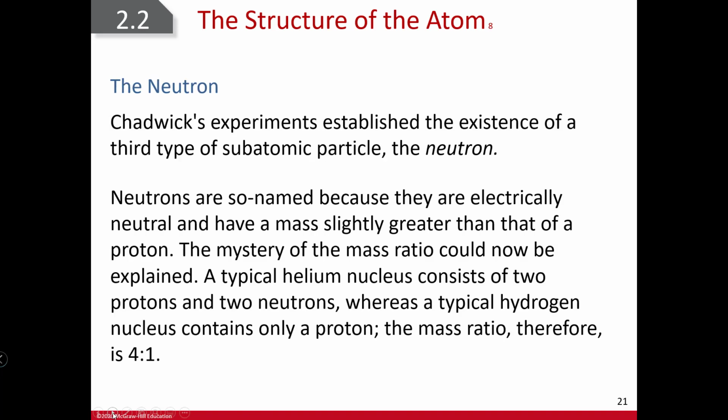And there it is. Chadwick's experiments determined there's another subatomic particle in the nucleus called the neutron. It was hard to determine because it was neutral in charge, but it helped us determine why, if we just looked at the protons and the electrons, the mass of the atom wasn't working out. So now that we have protons plus neutrons, the mass of the atom starts to work out there.